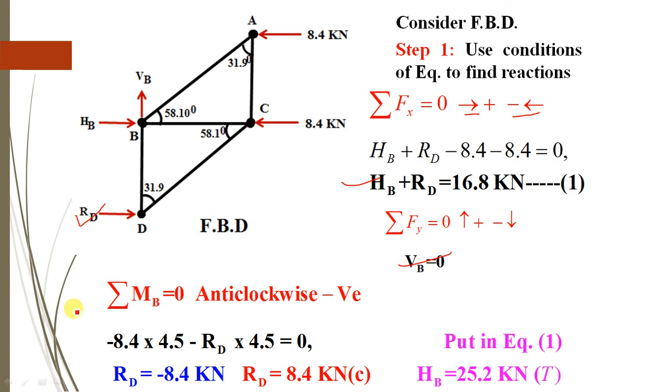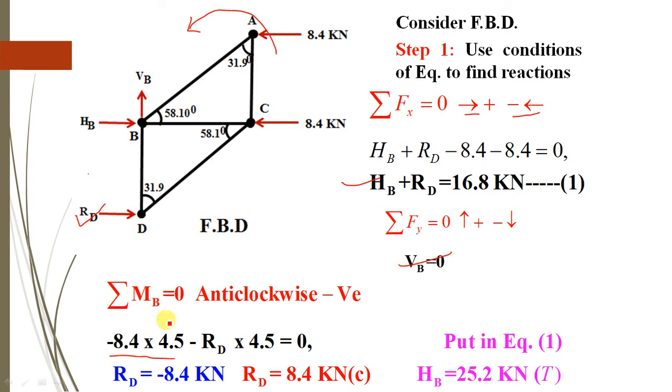Now apply the third condition of equilibrium, moment at B is equal to 0. So take the moment about B. So what is the moment about B? 8.4 into this distance, which is 4.5. It will create the moment in anti-clockwise, so minus. So 8.4 into 4.5. It will create the moment in anti-clockwise, therefore it is minus.